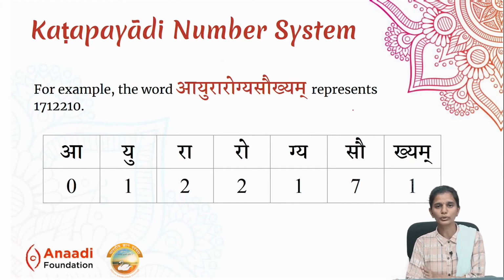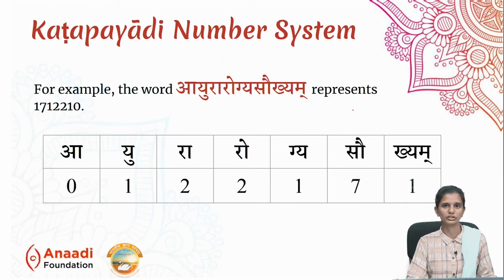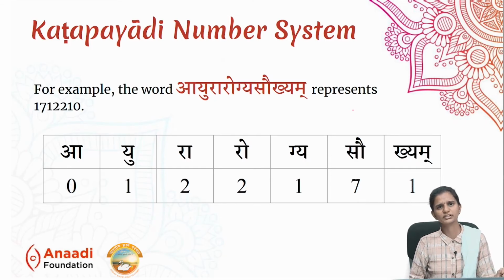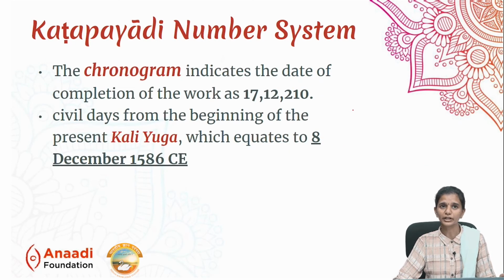By following the rule Ankanam Vamato Gatihi, the value for the word Ayurarogya Saukhyam will become 17122110. What does this number represent? Let's see. This chronogram indicates the date of the completion of the work. So, 17,12,200 civil days from the beginning of the present Kali Yuga has passed, which would equate to 8th December 1586 CE.